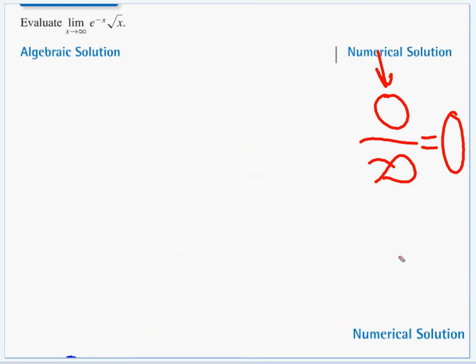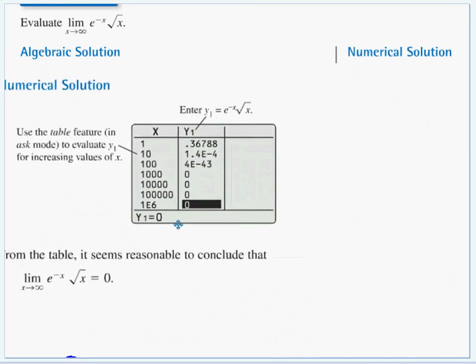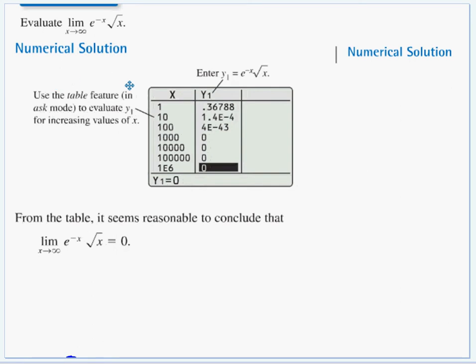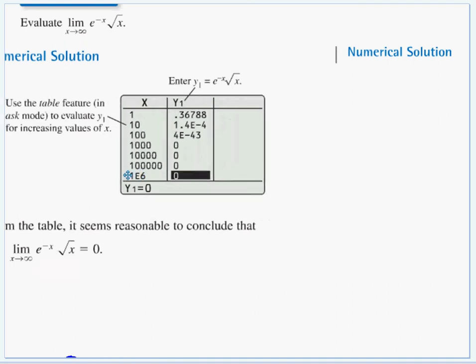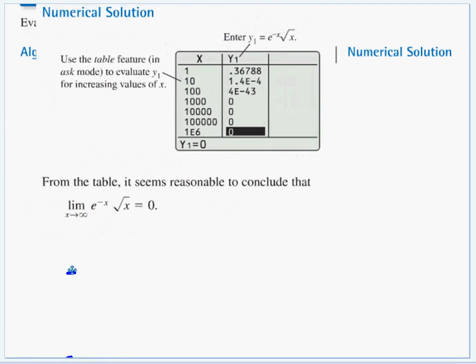Okay, what's this numerical solution hiding down here? So we could just do it on a table. Use the table feature on a TI-89 in ask mode to evaluate y sub 1 for increasing values. So here our y editor would hold our function, and we could start plugging in bigger numbers, 1, 10, 100, 1,000, and you see very quickly we do tend to 0.